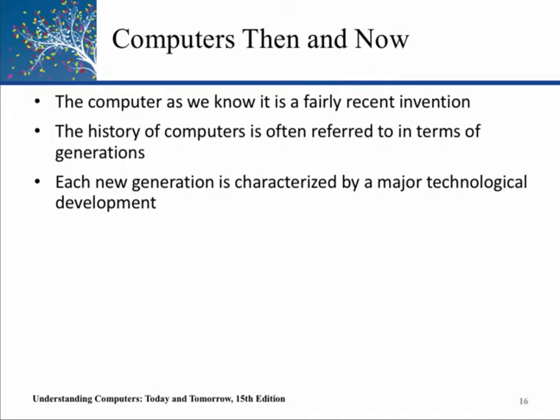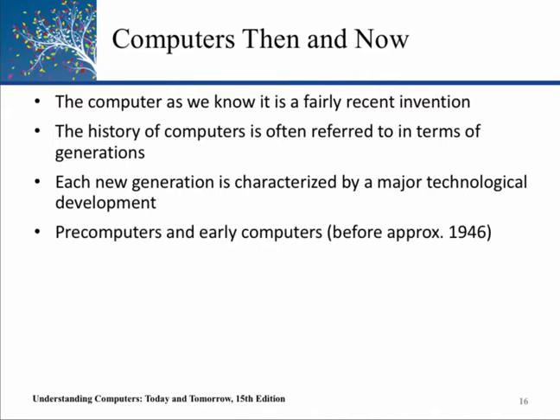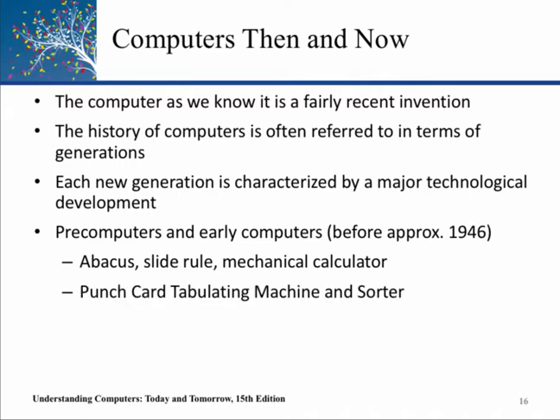So the first generation is pre-computers or early computers. And this was computers that came around before the 1940s. It was an abacus, a slide rule, a mechanical calculator, even some punch card tabulating machines and sorters. And we'll look at punch cards later.